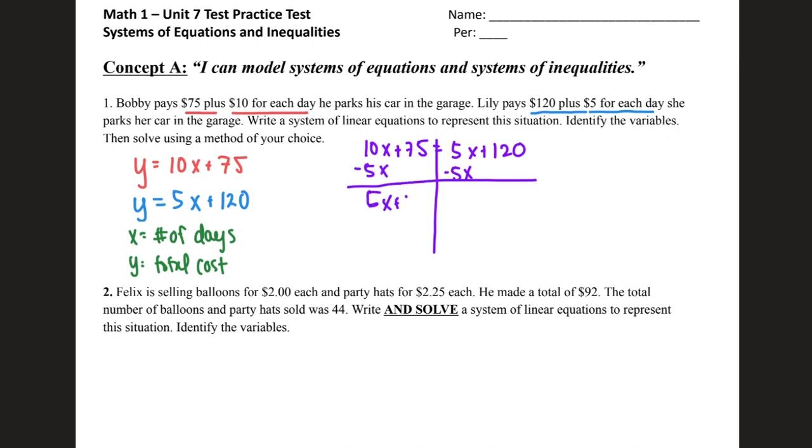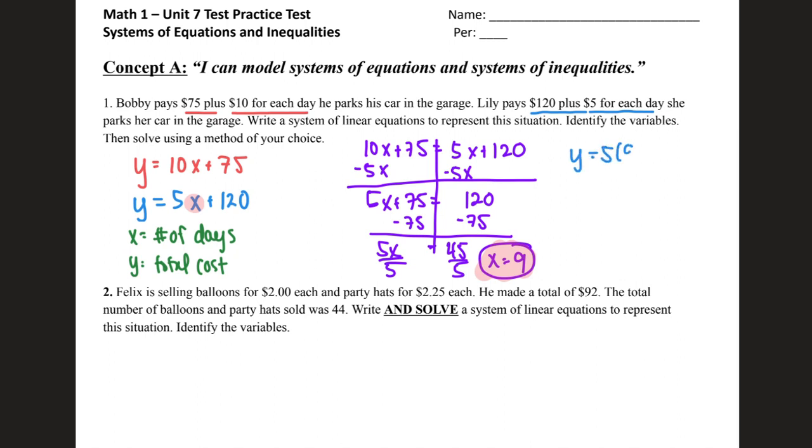So 5x plus 75 equals 120. And then I'm going to subtract 75 from both sides. So I have 5x equals 120 minus 75, which is 45. And divide by 5. So x equals 9. Now I'm going to solve for y by plugging this back in. So now that I have x equals 9, I'm going to plug it back into either equation. Well, I'm going to plug it back into the second one just because the numbers are a little bit smaller here.